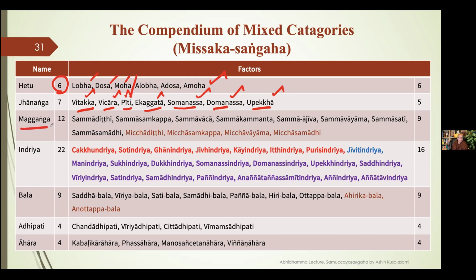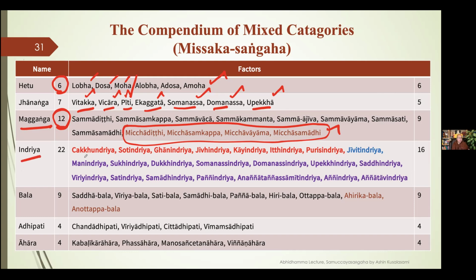I hope you know that: vitakka, initial application; vicara, sustained application; piti, happiness; ekaggata, one-pointedness. And next is the Magganga. Here we find only 8 path factors that lead to Nibbana. So here as mixed categories, not only the 8, but also the unwholesome that lead to the apaya. Path factors that lead to the apaya are 4 altogether. So together with the wholesome and unwholesome, all together 12.